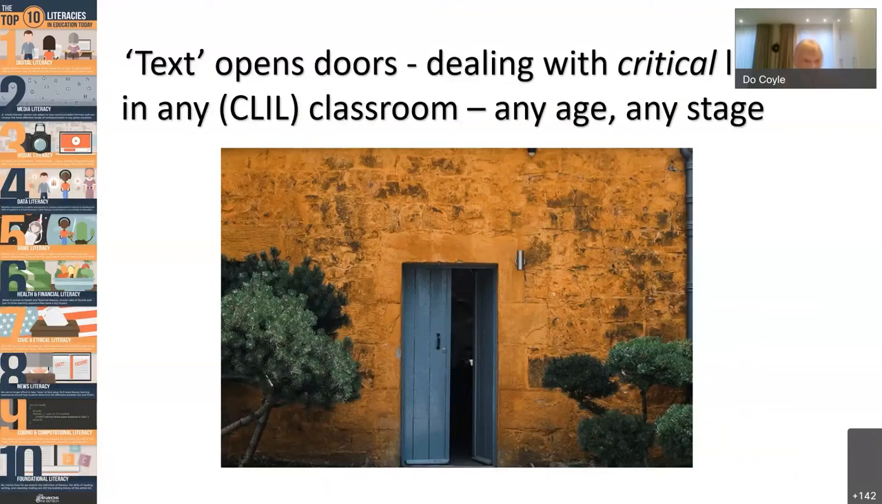And text can be written, of course, but it can be auditory, it can be visual. And we have to start dealing with text. We have to start introducing text. We have to start enabling our learners to manipulate text, because that's what they do on a daily basis when they're on their phones, when they're watching TV or whatever else they're doing. And that enables us to start to develop the critical literacies where learners can start to evaluate what they're seeing and reading, which is crucial for us in our current world.